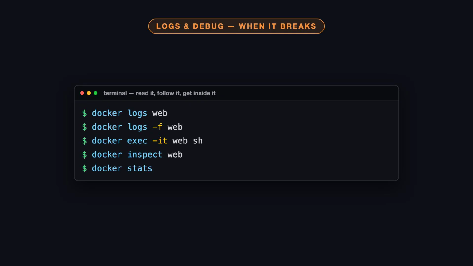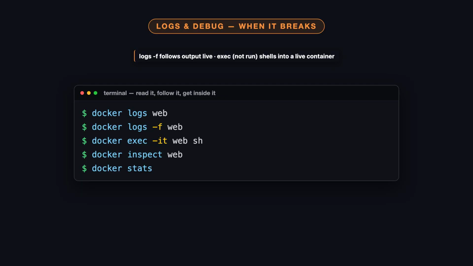This is your debugging toolkit. Start with logs. docker logs web dumps everything the container has printed to standard out and standard error. That alone solves most mysteries. But when you're actively watching a problem happen, add -f: docker logs -f web follows the logs live, streaming new lines as they appear, just like tail -f. -f is the one you'll lean on during a crash.